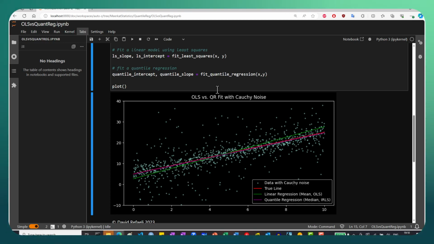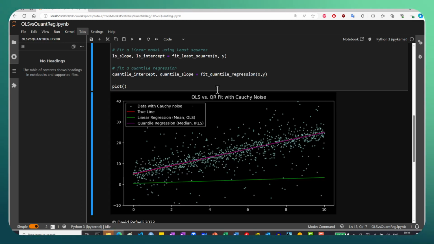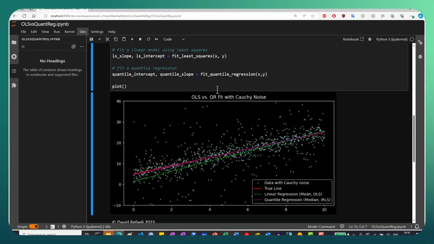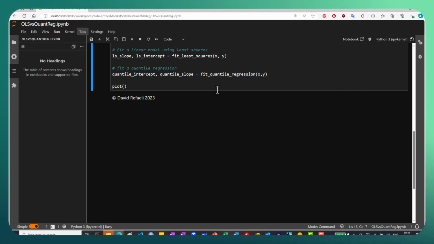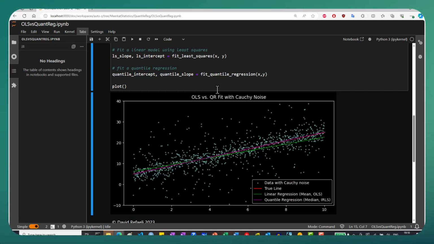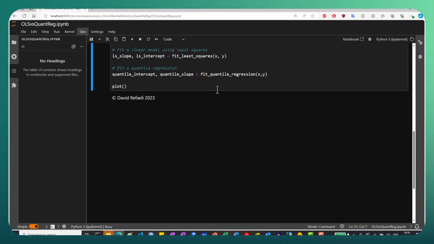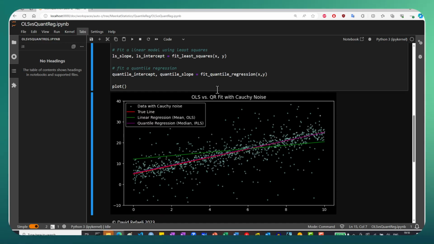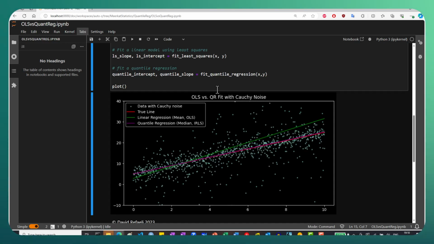I did focus the y-axis on the red line. There is actually quite a lot of noise outside the scope of this plot, which is why the linear line gets it wrong. And if I would zoom out, the difference might look less impressive. But notice how the quantile or median regression is not affected by this noise at all. This goes to show that quantile regression is indeed more robust than linear regression.